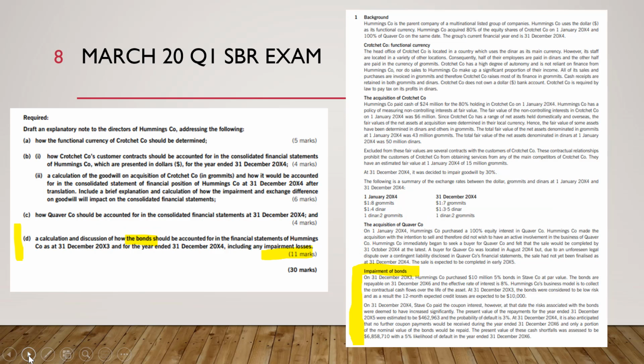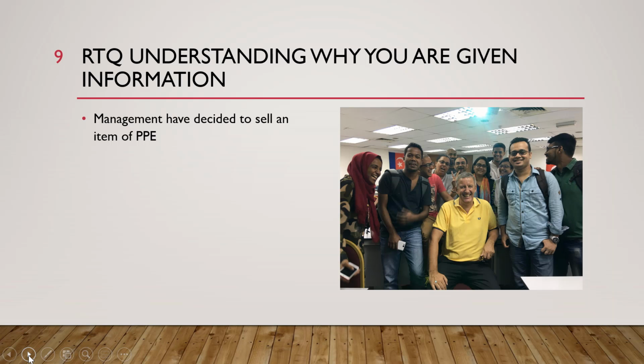Part D exclusively relates to the impairment of bonds. It's a standalone exercise. I would advise you to do the questions in the order that they're set, because sometimes they have a rhythm. But actually, in this particular question, you could have done part D first. It's absolutely standalone. D relates to that information. I just wanted to get that out of the way.